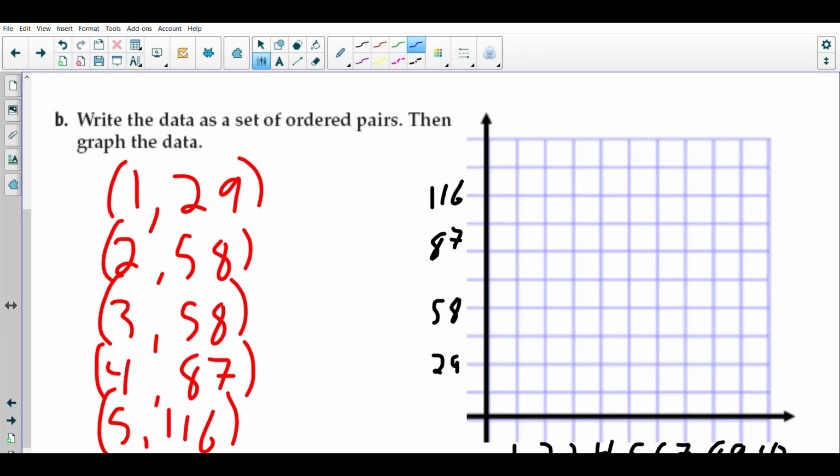So here we go. 1 is at 29. 2 is at 58. But 3 is also at 58. Whoop, I skipped a spot. Sorry about that. 3 is at 58. 4 is at 87, and 5 is at 116. So there is our graph of data showing how the price per pair of earrings works.